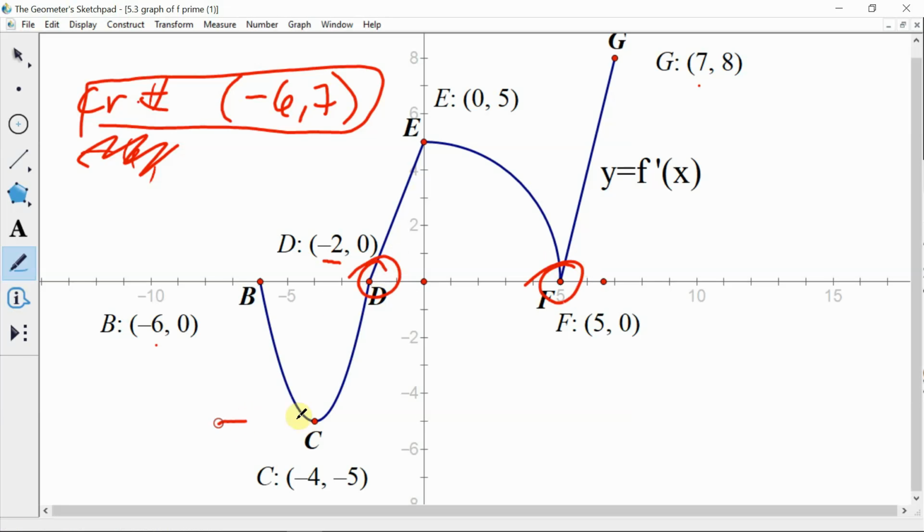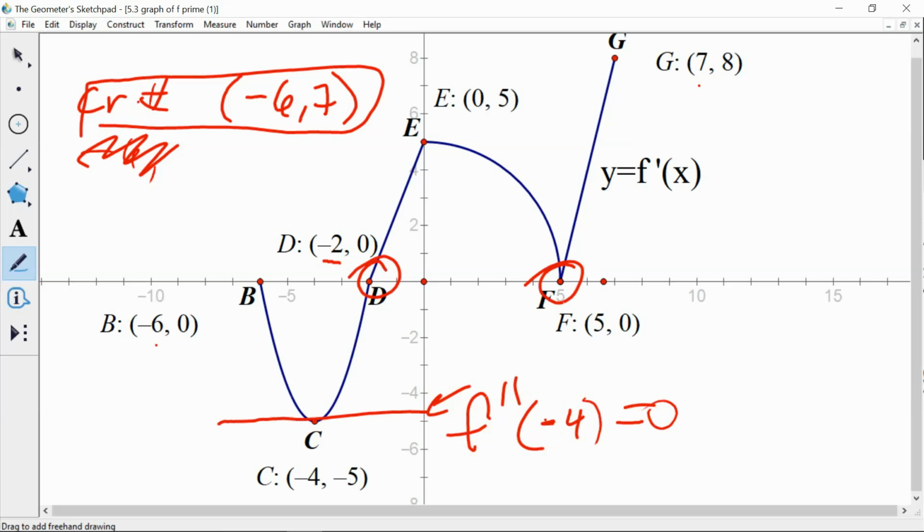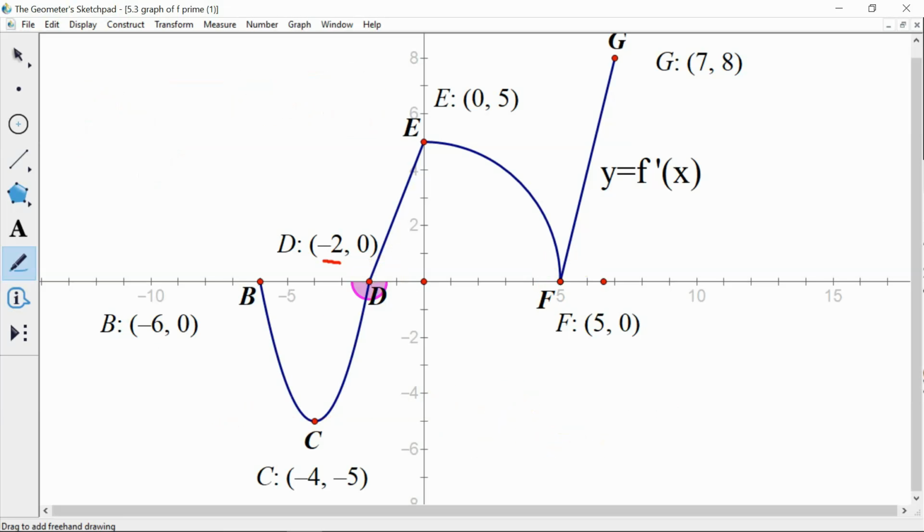Okay. Don't look here. Don't think horizontal tangent because again, this is the derivative. If you think horizontal tangent, you're putting a tangent on the derivative. You're talking where f double prime of -4 equals 0, and you're answering now the wrong question.